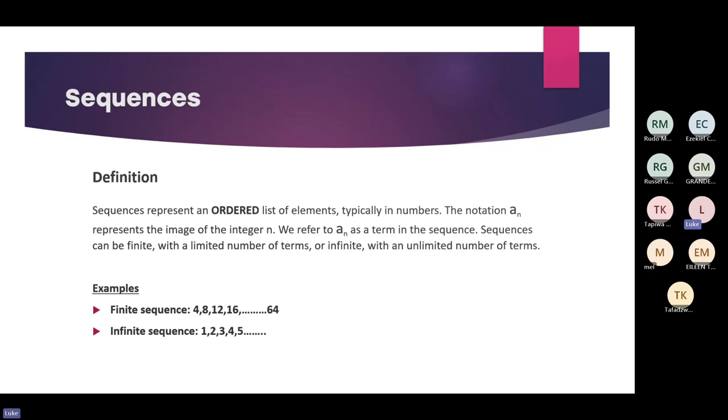So as an example of a finite sequence, we can have 4, 8, 12, 16, up to 64. You can see that this one starts from 4 and is limited to the integer 64. And then an infinite sequence can be any sequence that does not have an end. So for example, this one is 1, 2, 3, 4, until infinity, right?